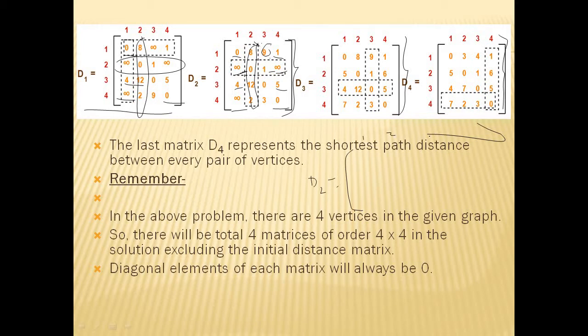1, 2, 3, 4 is there. So second row means here 8, 0, 12, 2 I kept, and here infinity, 0, 1, infinity.